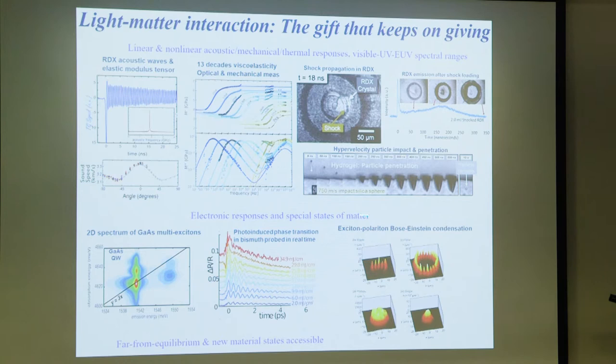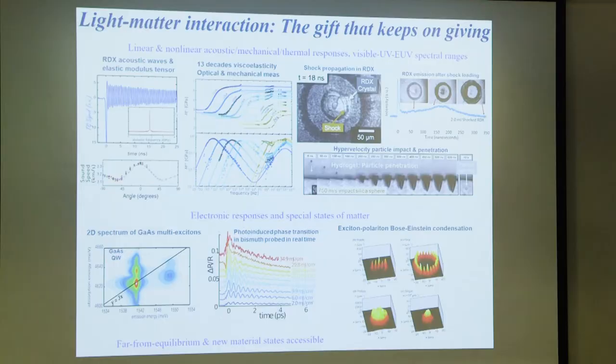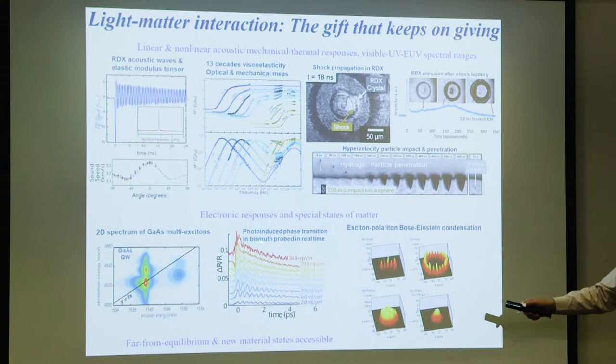This is a case where we actually launch particles and watch them penetrate and look at very, very nonlinear viscoelastic responses. These are some examples of electronic spectroscopy. I'll just mention this one. This is looking directly at a photo-induced phase transition. It's above the optical damage threshold, but even though it is, we can still, all in one shot, record several hundred data points in time and understand the dynamics of the phase transition.